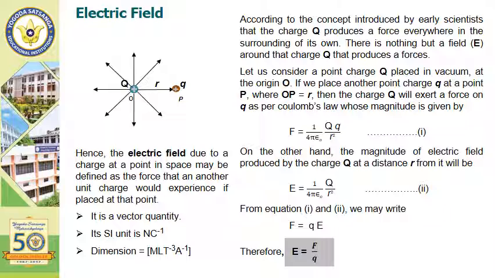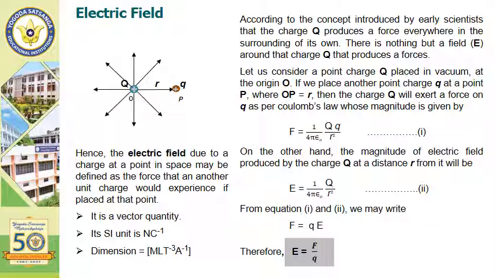See, according to the concept introduced by early scientists, whenever a charge of magnitude capital Q is placed in vacuum or space, it produces a force everywhere surrounding it, and that force is due to the field which is known as electric field. For that, we have assumed a positive charge of magnitude capital Q in vacuum at origin O, and at a distance r from it we have taken another positive charge which has the magnitude small q.